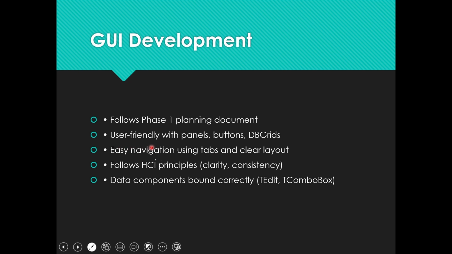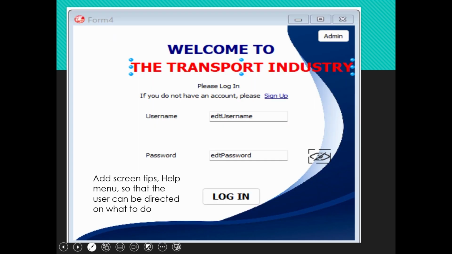There should be easy navigation using the tabs and a clear layout when you are following HCI principles. HCI principles, human-computer interaction. It should be clear. Your screens should be clear. They should be consistent. The data components should be bound correctly.